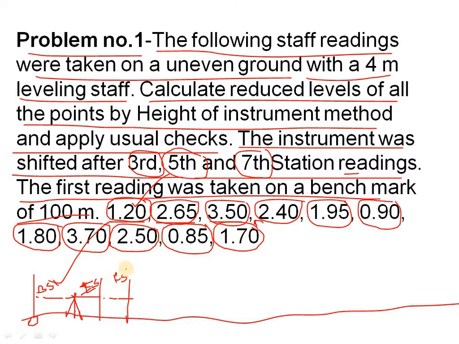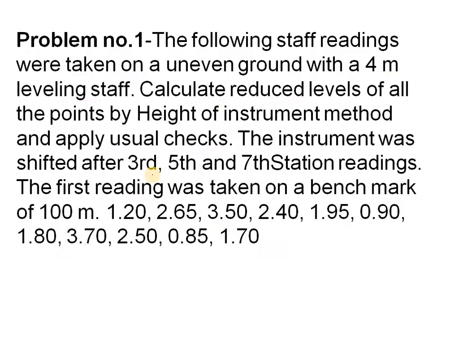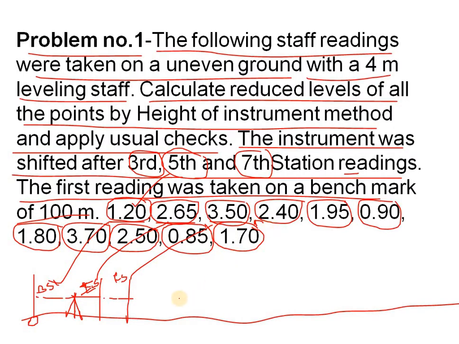This FS is 3.5. IS is 2.65, FS is 3.5. Can you see in the table? IS is 2.65 and the FS is how much? 3.5. Now here we are getting change point 1. Whenever we get the change point, the back side will be 2.4. Again we set up the instrument. In this point it is called change point 1.